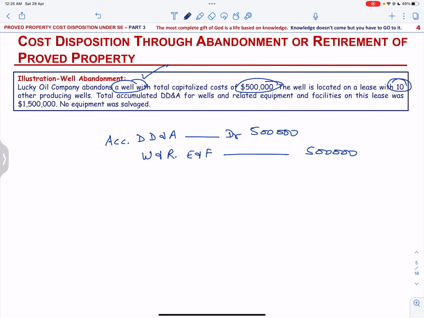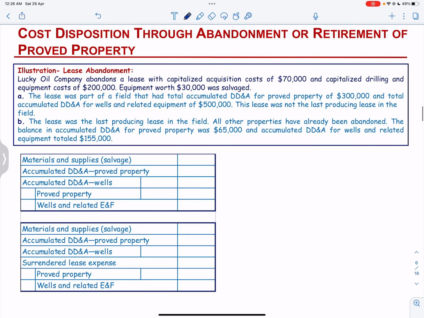However, the entry will be different if the well is the last one in the amortization base and the entire amortization base were being abandoned. So let us look into an example in this regard. Lucky Oil Company abandons a lease with capitalized acquisition cost of 70,000 and capitalized drilling and equipment cost of 200,000. Equipment worth 30,000 was salvaged. The lease was part of a field that has total accumulated DD&A for proved property of 300,000 and total accumulated DD&A for wells and related equipment of 500,000.